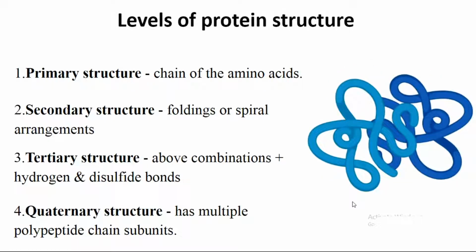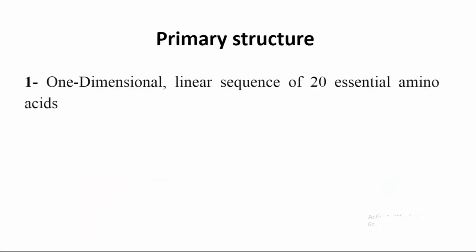Now, first of all, we will talk a bit about the primary structure. We all know that it will be one-dimensional, of course. It will be linear. It will be a simple chain of amino acids which arrange and rearrange again and again to form this diverse range of primary structures. There are only 20 amino acids.